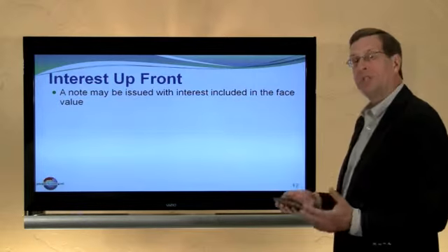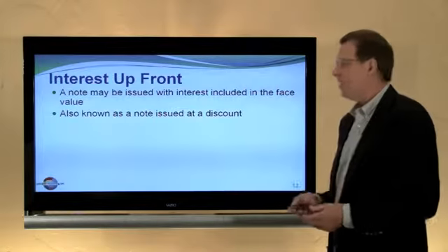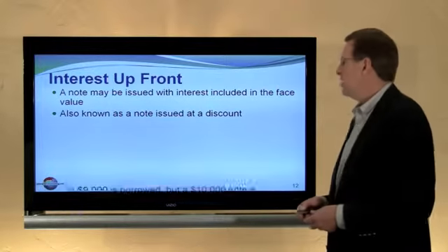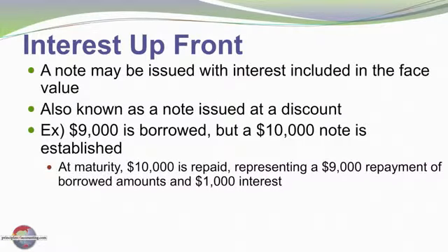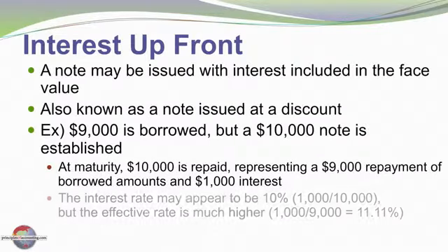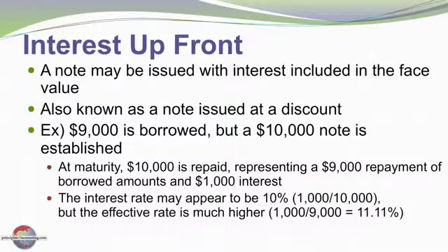Some notes will have interest paid up front. A note may be issued with interest included in the face value. You need to be careful with these instruments as well. They're also known as notes issued at a discount. Let's assume we have a $10,000 10% note for a year. 10% of 10,000 is 1,000. If this note is issued at a discount, the interest is taken out up front. So while we borrow $9,000, we simply repay $10,000 at maturity. While we said it was a 10% note, it's actually much higher. It's an 11.11% note because we paid $1,000 of interest on $9,000 that we borrowed. So the true effective interest rate was much higher where the interest was taken by the lender up front.